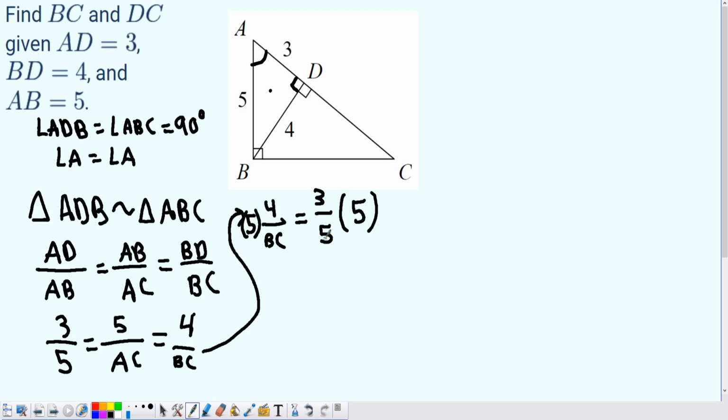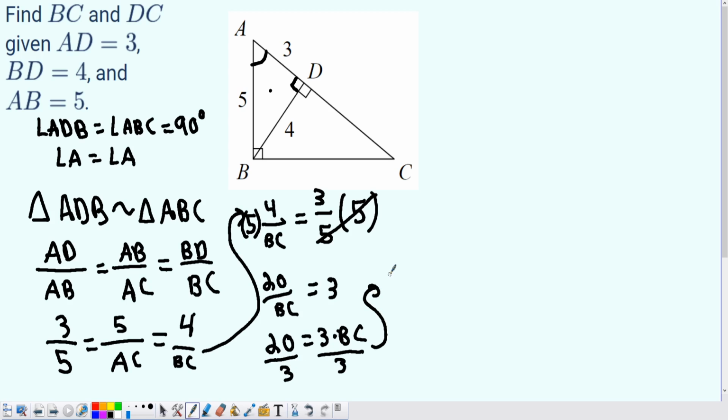5 there and 5 there. So that cancels out and we get 3 equals. If you're multiplying a whole number with a fraction, you just multiply with the numerator. So 5 times 4 gets you 20 over BC. So now we are going to multiply BC on both sides, and that'll cancel out the fraction on the left to just get 20 equals 3 times BC. Then we just divide by 3, and we get that BC is equivalent to 20 over 3. That is one of our answers.